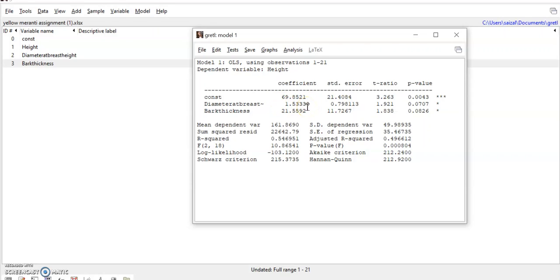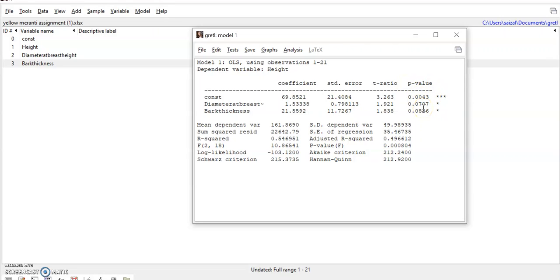So here, the coefficient value is 1.53338. It means that when the diameter of the tree increases by 1 unit, then the height of Yellow Meranti will increase by 1.53338 unit. Same goes to the bark thickness. If the bark thickness increases by 1 unit, the height of Yellow Meranti will increase by 21.5592 unit. So another important information that we will be focusing on will be the p-value.